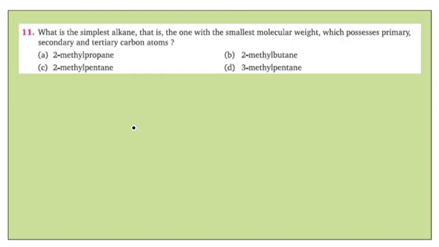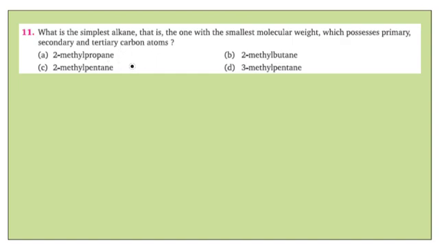In this video, I am going to solve a question based on the structures of the alkane molecules. The question goes like this. What is the smallest alkane, that is, the one with the smallest molecular weight, which possesses primary, secondary and tertiary carbon atoms?